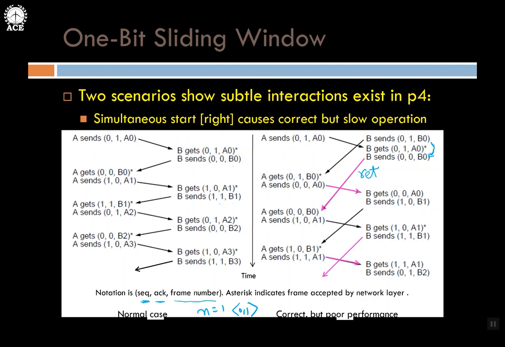I hope you are understanding the point. So by the time it has just forwarded to the network layer, it retransmitted the same packet A0. I hope you understand the point. Okay.